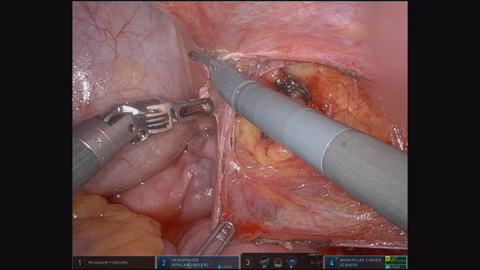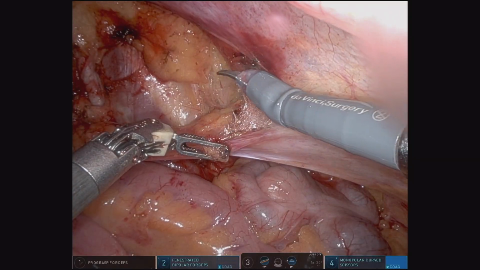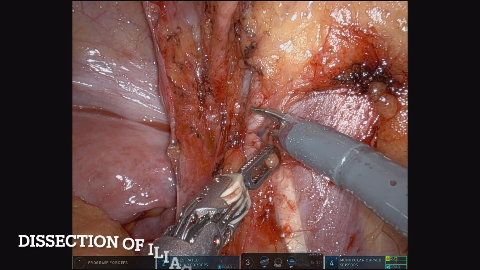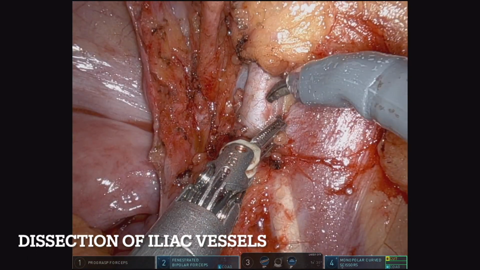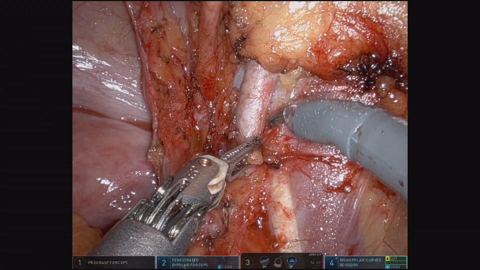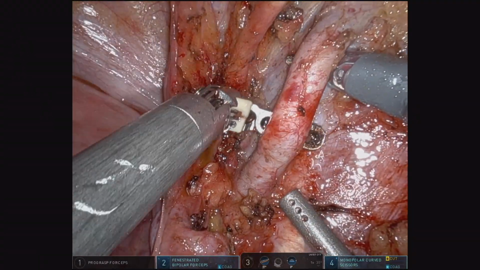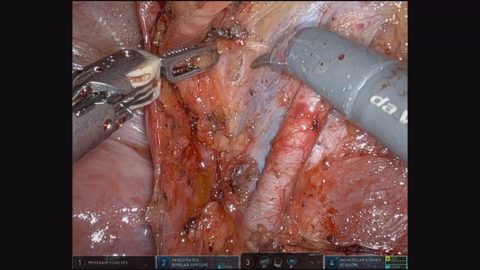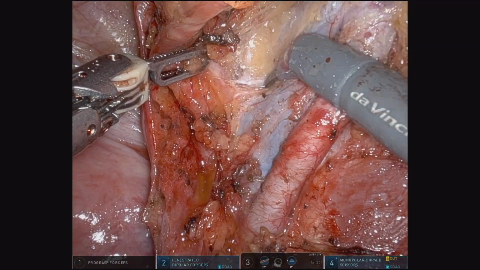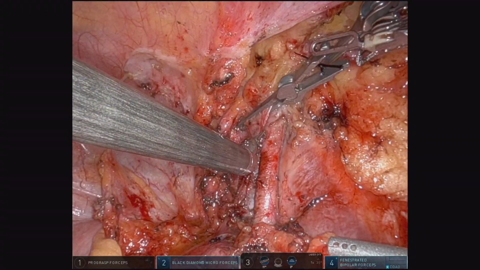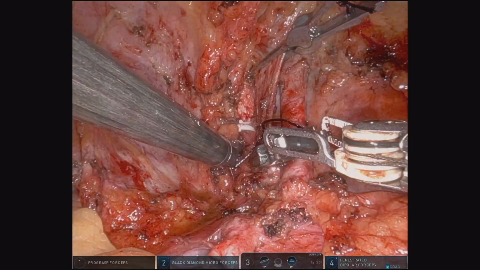Peritoneal flaps are created on the right side to expose the iliac vessels. Here the inferior flap is being mobilized and we start to visualize the external iliac artery and the vein more medially. This dissection was a little sticky because of the history of pelvic radiation. We mobilized length on both the external iliac artery and vein.